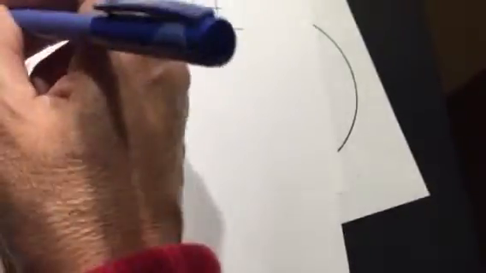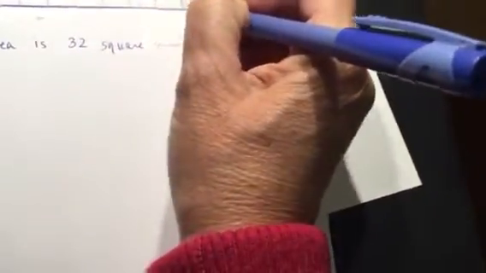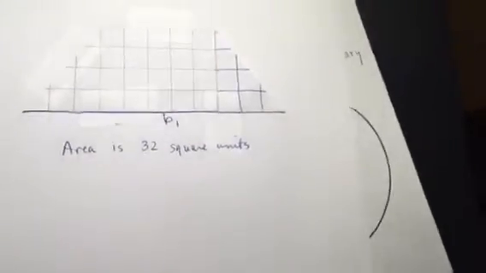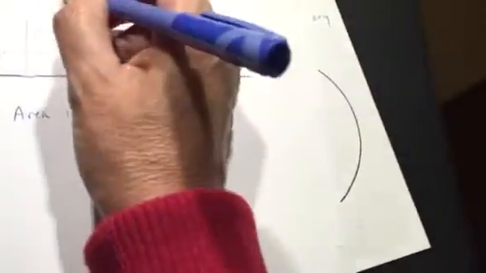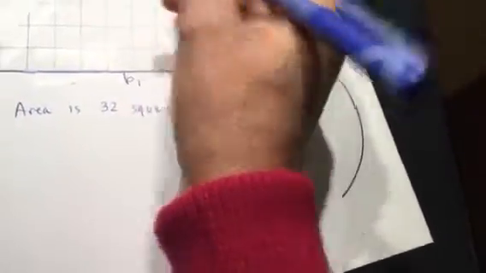So what do we do to find the area? I'll come across here and mark this side that we'll call base number 1, B1. And then base number 2 is the other parallel side, B2.